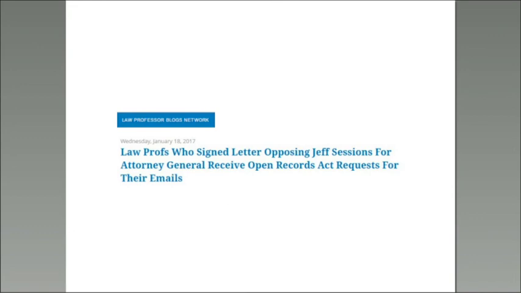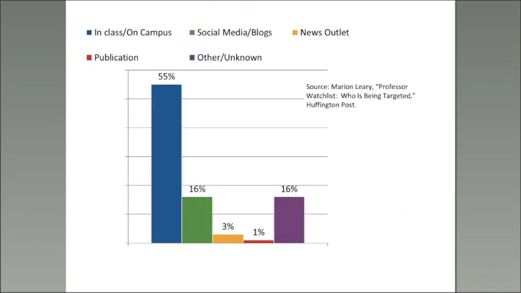This is another example here of the use of Freedom of Information Act requests to harass a faculty member. In this case, this is also an instance of extramural speech because it was a professor who signed a letter opposing the appointment of Jeff Sessions for Attorney General.